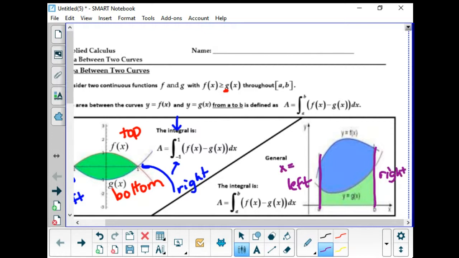When we're doing the area in this direction with tops and bottoms and left and right boundaries, our left and right boundaries are x equals, and our top and bottom functions are y equals. So y equals a function, y equals a function, left boundary, right boundary. And in this problem, I'm sorry for the double coloring, but this blue area is what we would be calculating.